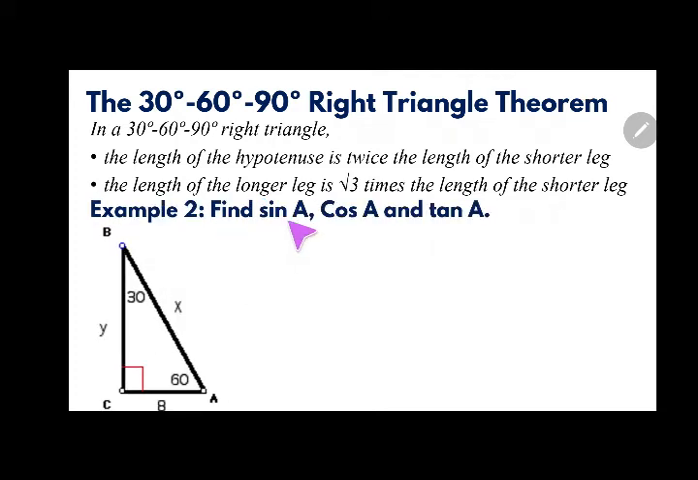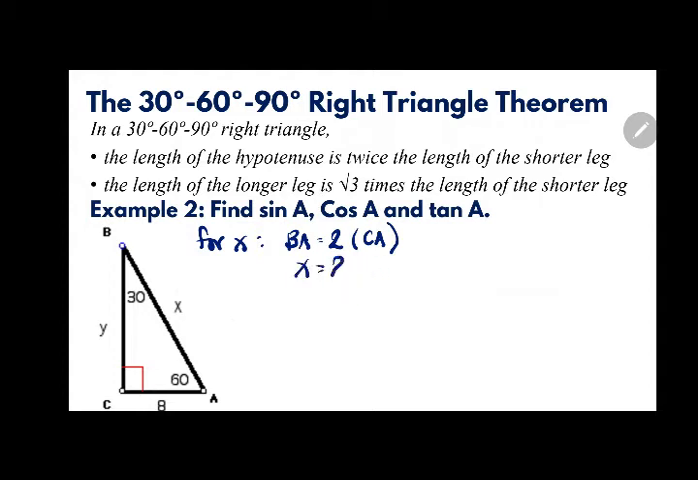Example number 2, we need to find sine A, cosine A, and tangent A. Okay, so, simulan natin sa pagkuha ng x. So, dahil ang x ang hypotenuse, gagamitin natin ang unang part ng theorem. So, ang length ng hypotenuse, ang hypotenuse ay BA, ay doble ng haba ng shorter side. So, ang shorter side ay ang side na opposite sa 30 degrees. So, yun ay CA.